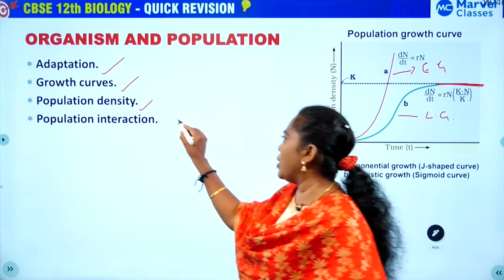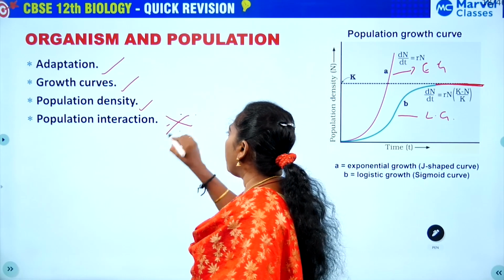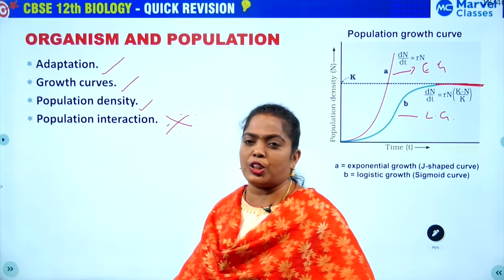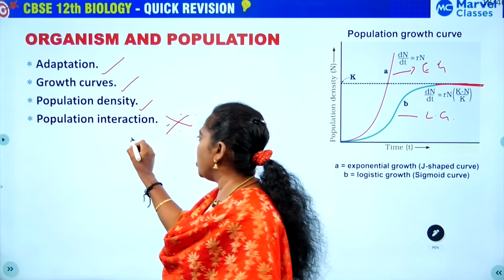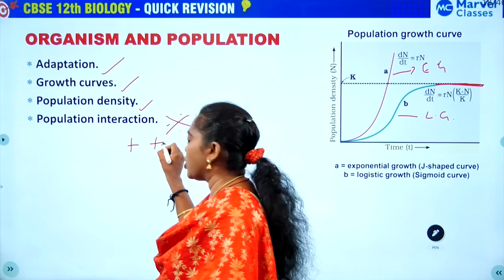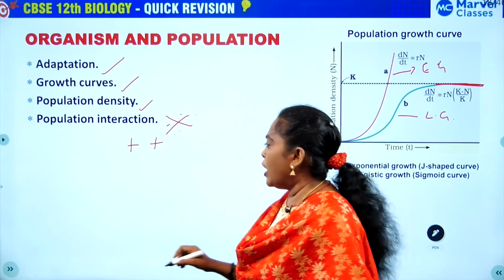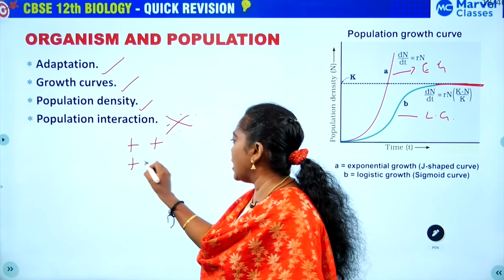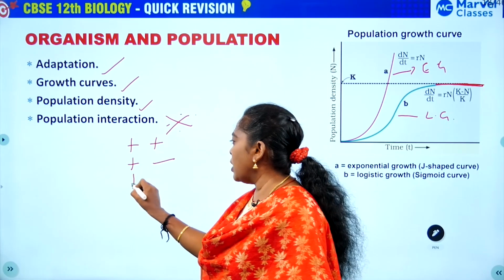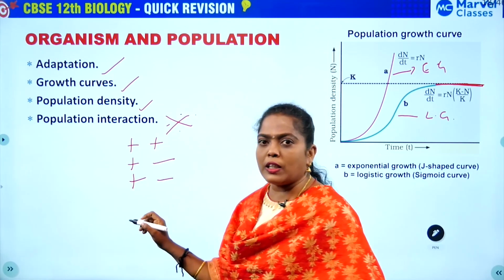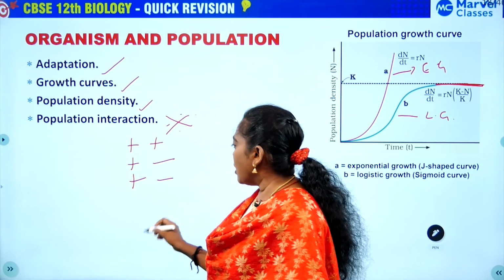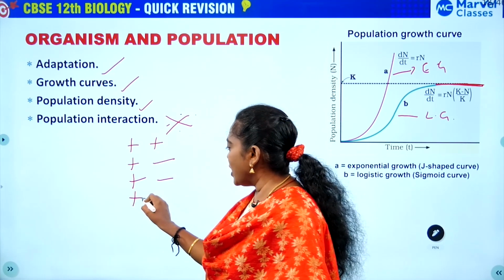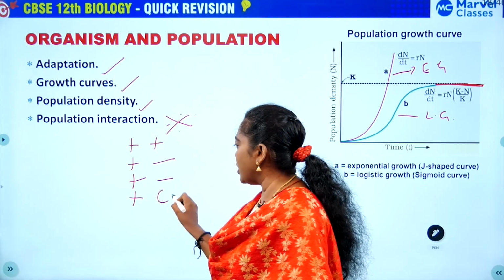And finally, a very, very important one, population interactions. The first one is mutualism. When you talk about mutualism, both organisms are benefited. Predation, 1 plus and 1 minus. Similarly, parasitism, 1 plus and 1 minus. And then commensalism. In commensalism, one gets an advantage and the other is not harmed at all.